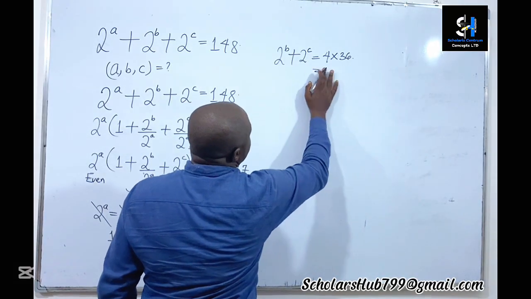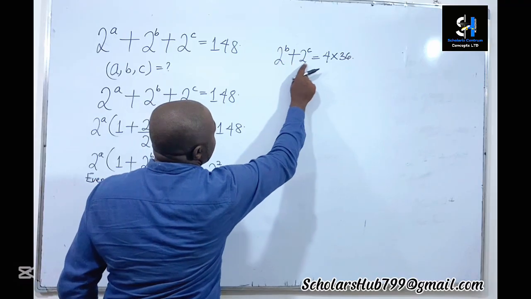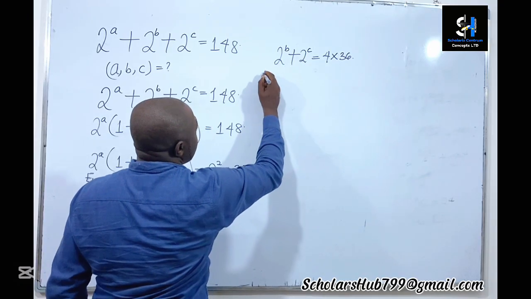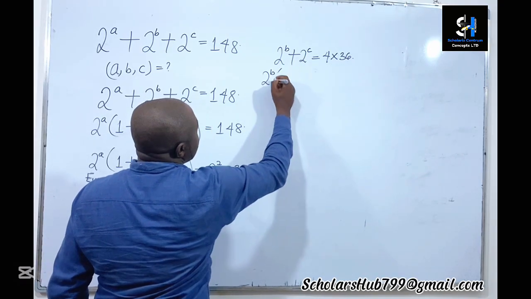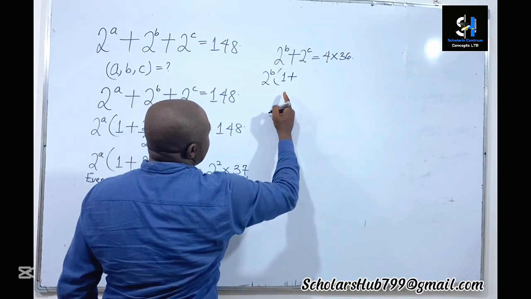Before we do that, again, let's divide this expression on the left hand side by 2 raised to the power of b. This will be 2 raised to the power of b divided by 2 raised to the power of b, that will be 1.